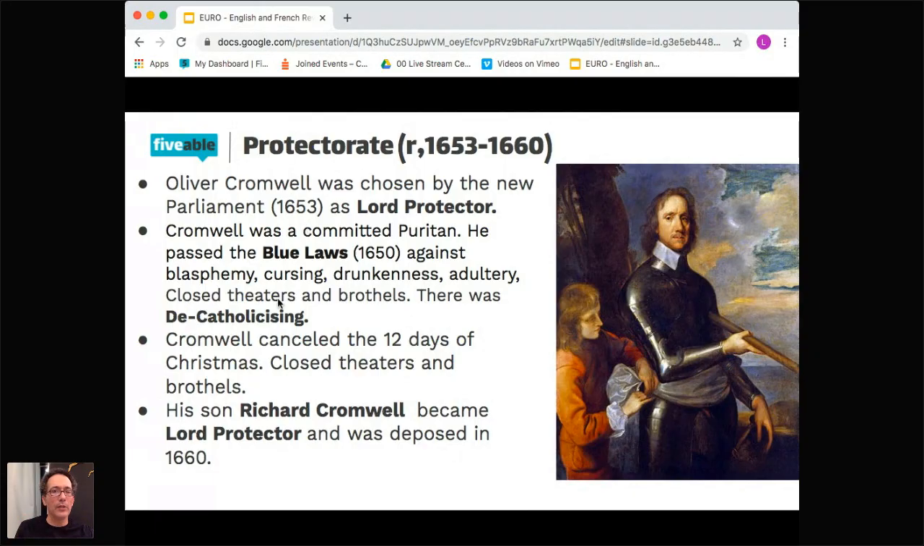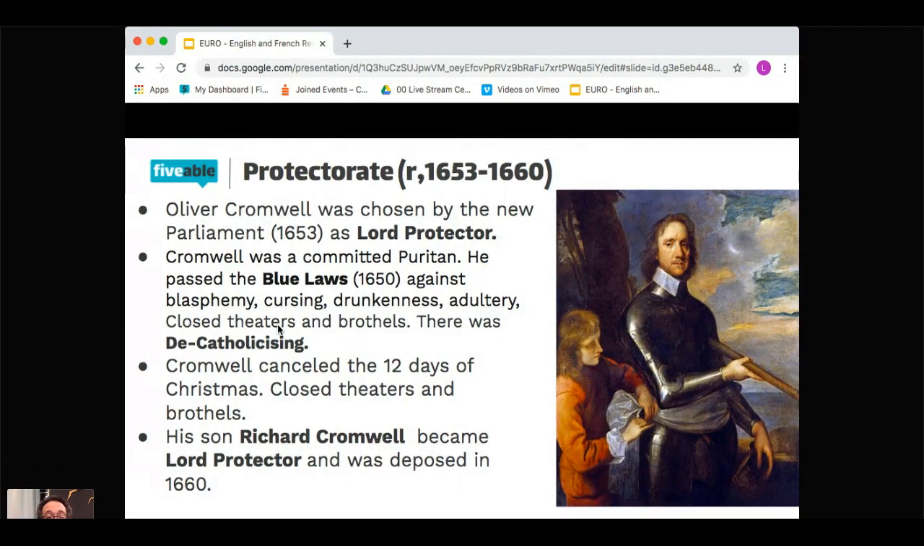Blue Laws also encapsulate things like you're not allowed to have blasphemy, no cursing, no drinking, no adultery, no playing cards. So it's a very, very strict society to live under. Puritans are very much the non-fun people, if you will. And also he goes through a process of breaking everything that is Catholic. Anything that has to do with Catholicism is being removed. So it's kind of like a military dictatorship that Cromwell is leading during that time.